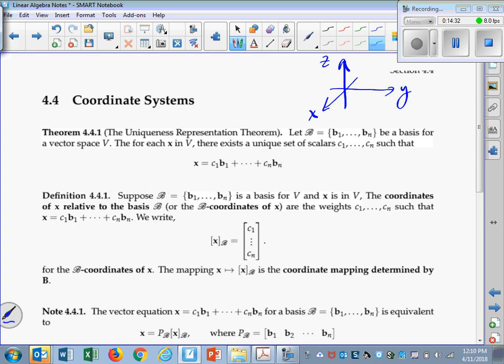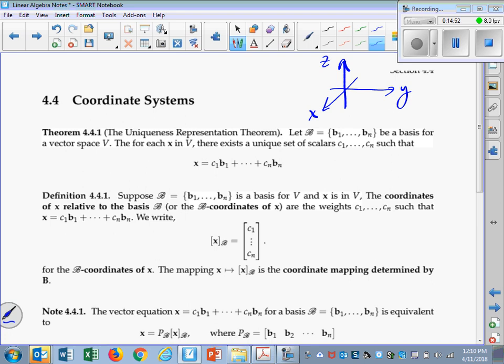But what if our directions aren't so natural? What if we choose a different coordinate system? And we actually did. We chose a spherical coordinate system and a cylindrical coordinate system. But here we're going to talk specifically about coordinate systems in terms of bases. So let's look at the first theorem here and see what it says.